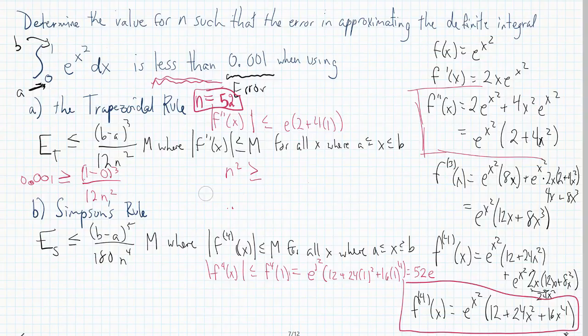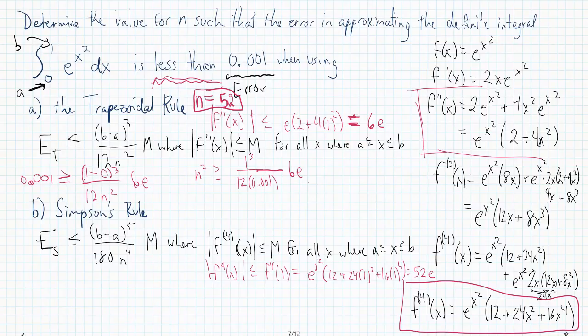So let's go back here. It won't hurt for me to redo this one real quick. So that should have been 2 plus 4 times 1 squared, which is equal to 6e. Okay. So notice when we go, we get n squared is greater than or equal to 1 cubed divided by 12 times 0.001 times 6e. Okay, hopefully I'll stay a little more focused on this problem and finish it off. My apologies on that real quick.